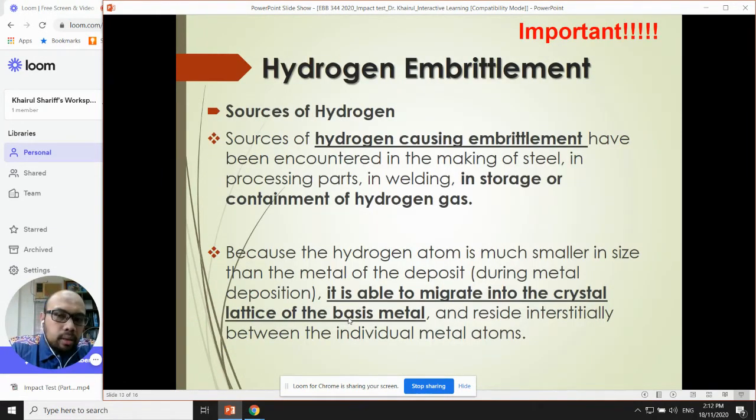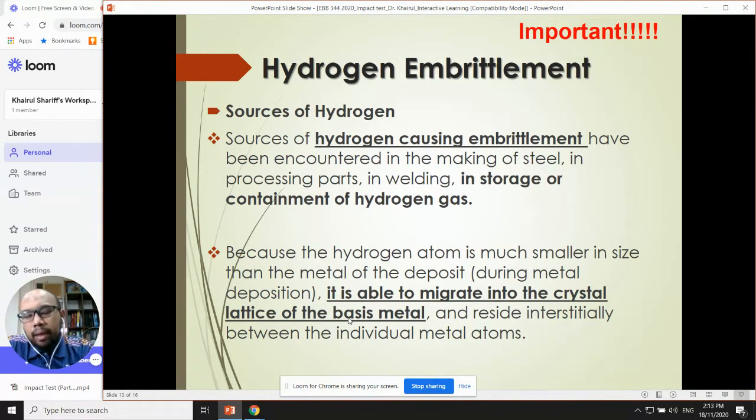Okay, what is hydrogen embrittlement? As I mentioned earlier, in this case the hydrogen might be present around, so the source of hydrogen might cause the embrittlement. What is embrittlement? Embrittlement means something like almost breaking. It has been encountered in the making of steel, in processing parts, in welding, and in storage containment of hydrogen gas. When you install something, you need to consider hydrogen embrittlement.